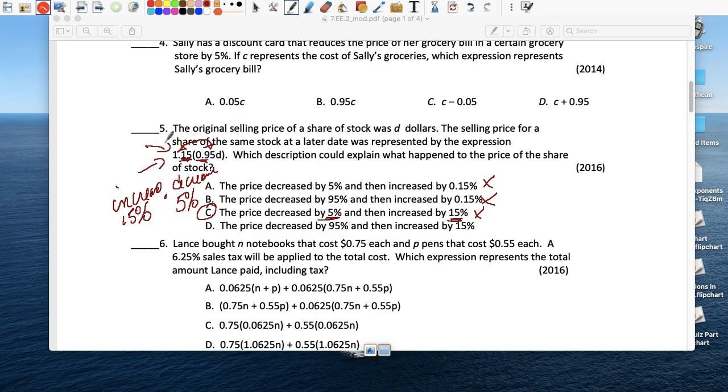But the increase happened first if they're doing it in order. Okay. This one doesn't make sense. It's not a decrease of 95%, and obviously that makes it incorrect. So the correct answer is C.